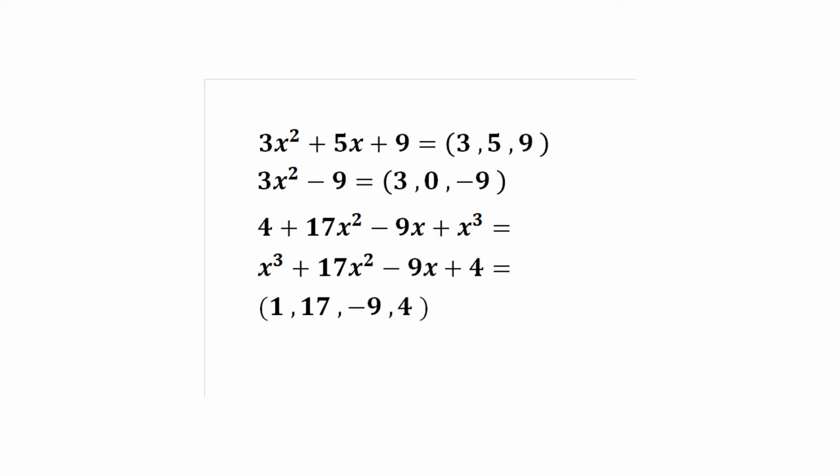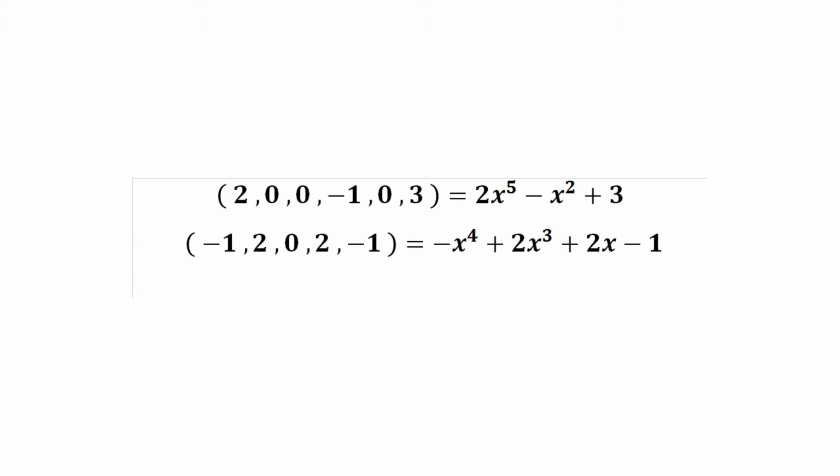Look at our third example. We've got 4 plus 17x squared minus 9x plus x cubed. Things are out of order. We need the leftmost power of x to be the x cubed. Then we want an x squared, then an x, and then a number. So I've rearranged the terms, and now x cubed by itself is one of them. So we got 1, comma, we got 17x squared, so the 17 comes down into the tuple. Minus 9x, the minus 9 comes down, and the 4 comes down to make the end of the tuple. So the tuple is 1, 17, negative 9, comma 4, is the tuple that represents the polynomial.